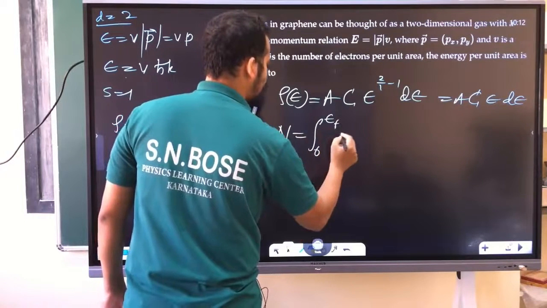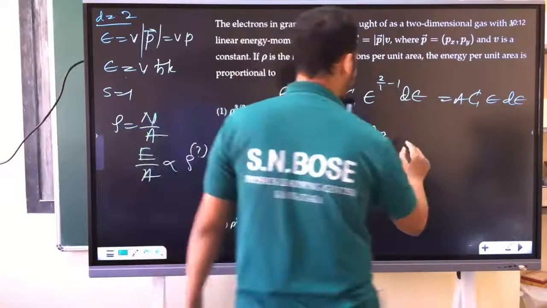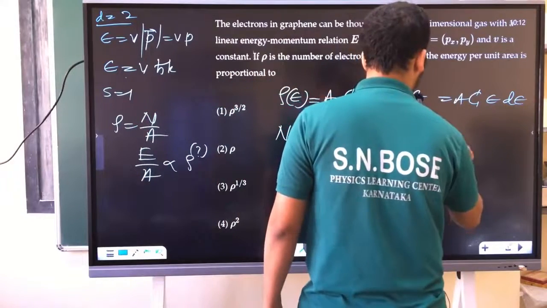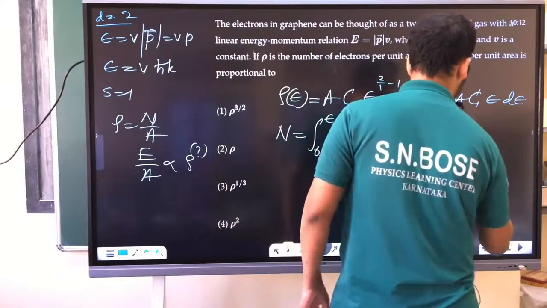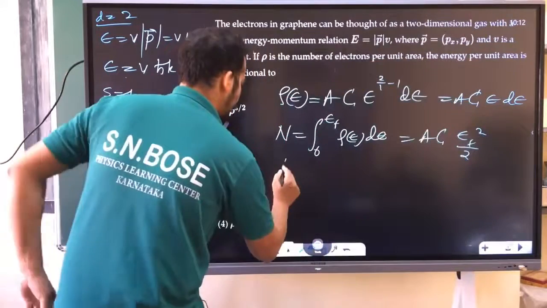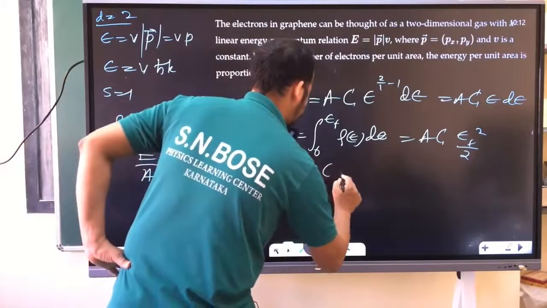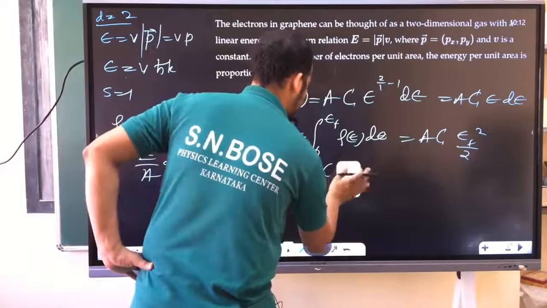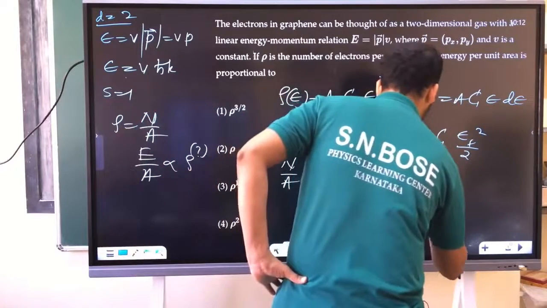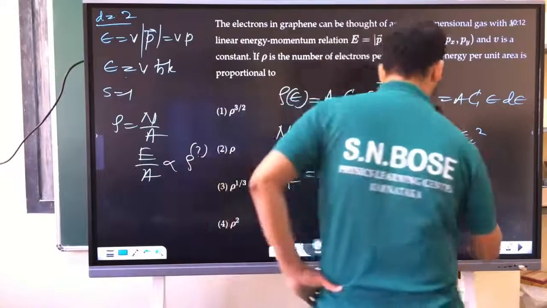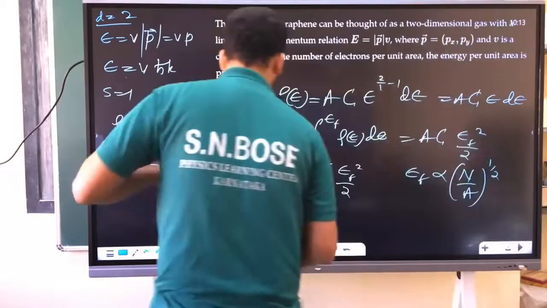From 0 to EF, rho of E dE. Let me write it quickly. Area into constant into EF square by 2. Number per area depends on constant into EF square by 2. That means EF is proportional to the number per unit area to the power 1 by 2. That's one expression you got.